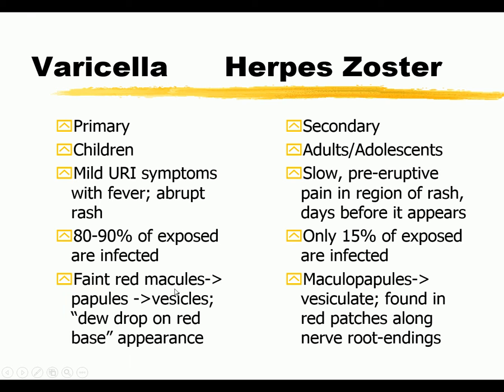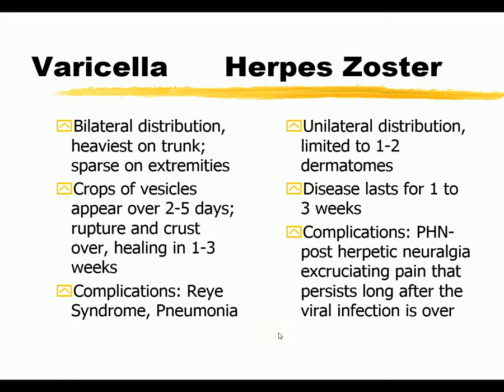With chickenpox, you get the macules that become papules and the vesicles, and they have what we call the dewdrop base, red appearance. So it looks kind of like a red raindrop with your vesicle in the middle of it. Where with the shingles, you get the macule papules that vesiculate that are found in red patches along nerve root endings. Usually the nerve root endings are anywhere like across the breast area, across the lower back area. So they find that nerve root ending and just follow it. With varicella, you're going to have a bilateral distribution usually on all sides, heaviest on the trunk and sparse on the extremity. Where with zoster, again, it's limited usually to one or two dermatomes.